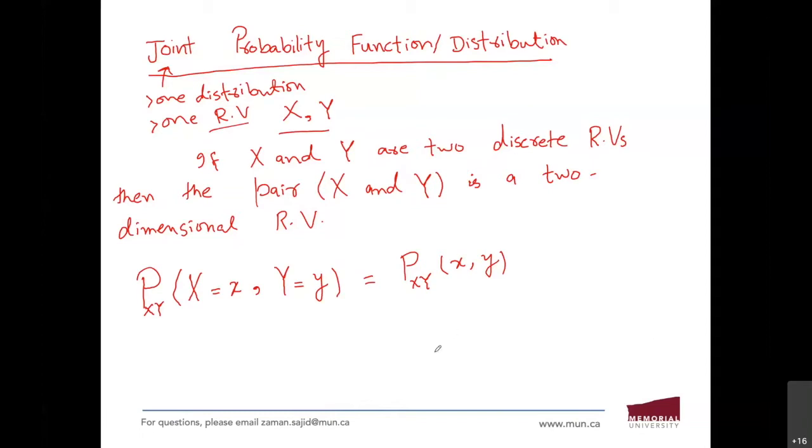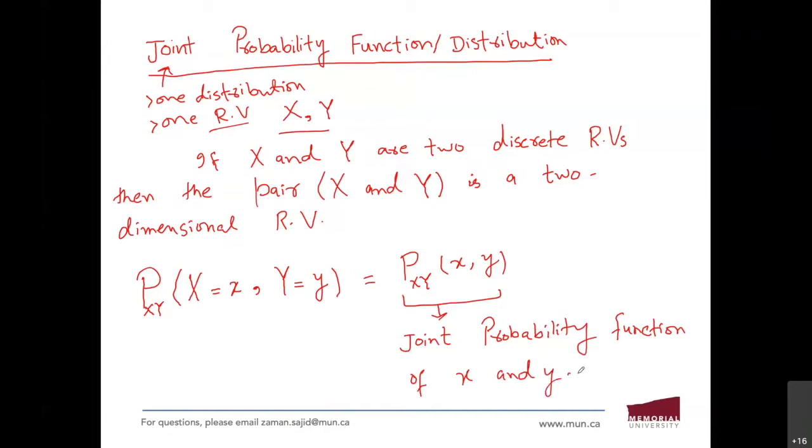Okay, so we have the joint probability distribution P of x, y. This is what we call the joint probability function or distribution of x and y. It could be any two variables. Folks, I need to move to the next slide, please.